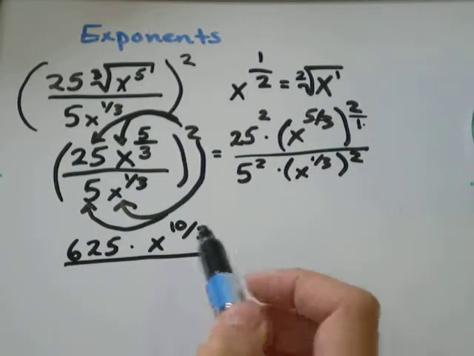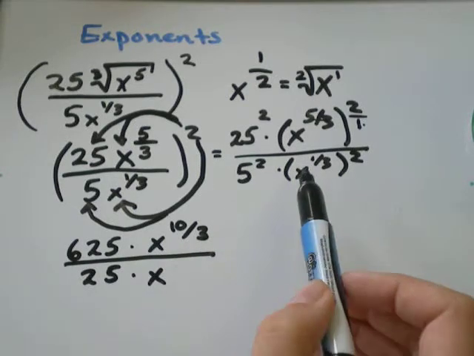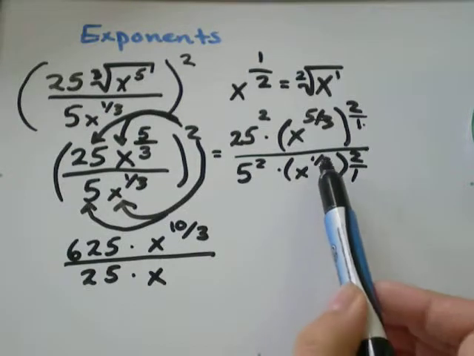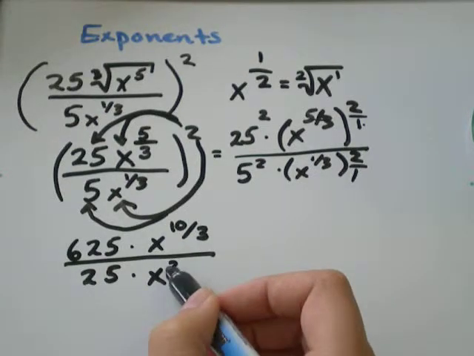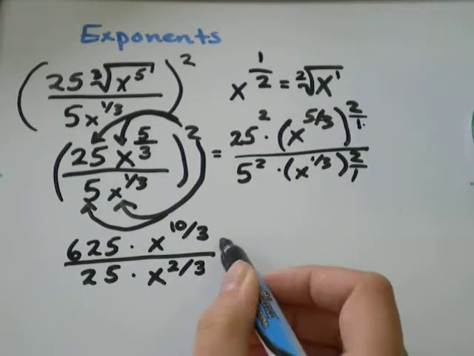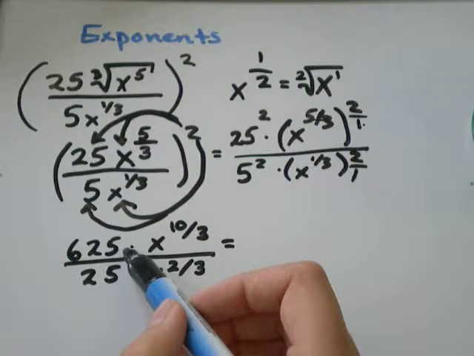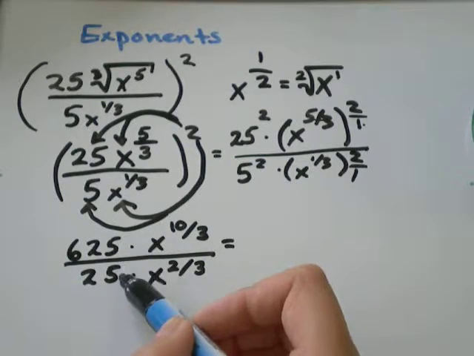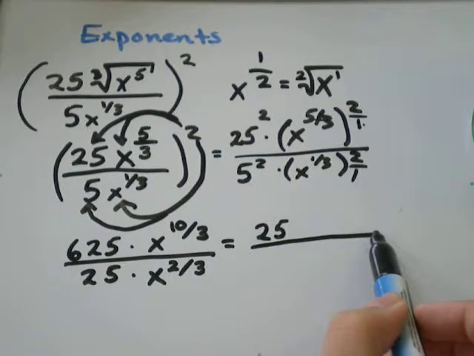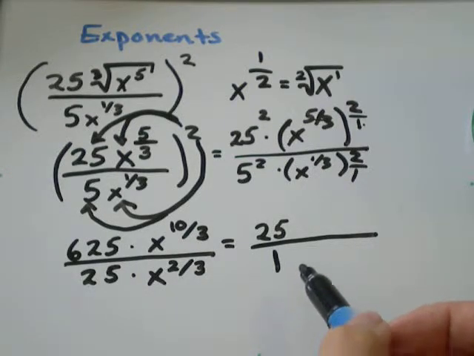Over on the bottom, 5 squared is 25. And power rule again, x to the 1 over 3 squared. Squared is the same as 2 over 1. 1 times 2 on the top will be 2. And 3 times 1 on the bottom will be 3. Now I think what I'll do is simplify the numbers. 625 divided by 25 is equal to 25. 25 divided by 25 is equal to 1.